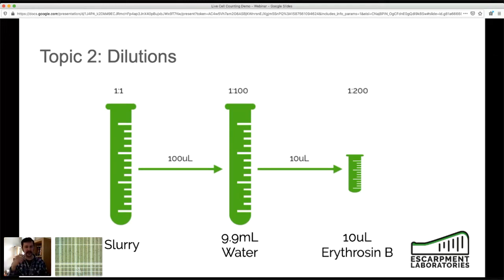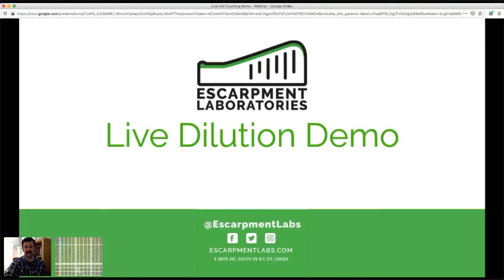And then we take 10 microliters of that sample and mix that with 10 microliters of our erythrosin B dye to give us a 1 in 200. So that's 1 divided by 1 plus 1, which gives us 1 in 2, and then we carry it over. So 1 over 1 in 100 times 2. Anyway, it's fraction math.